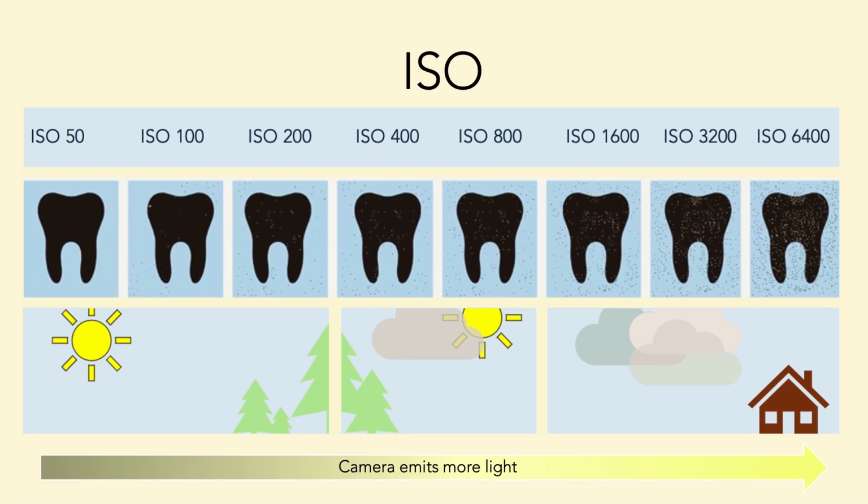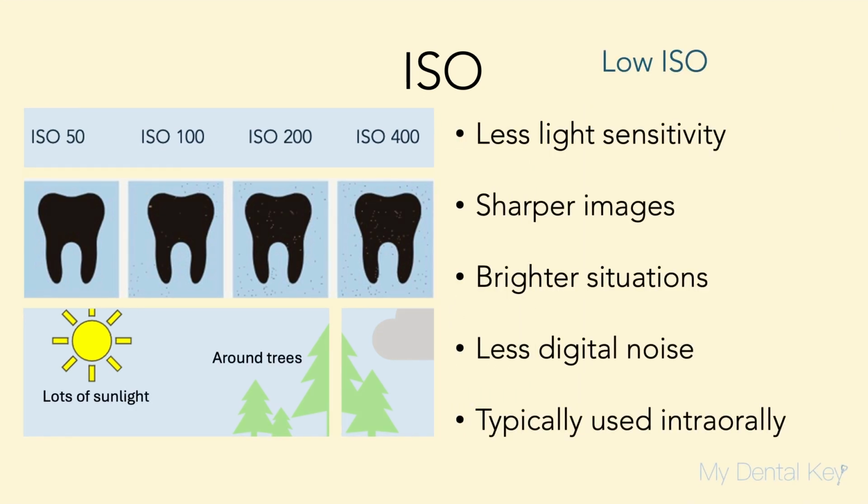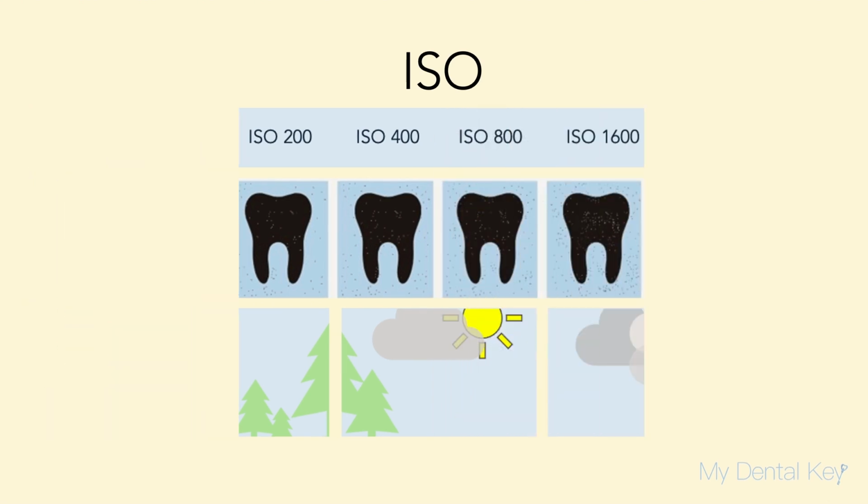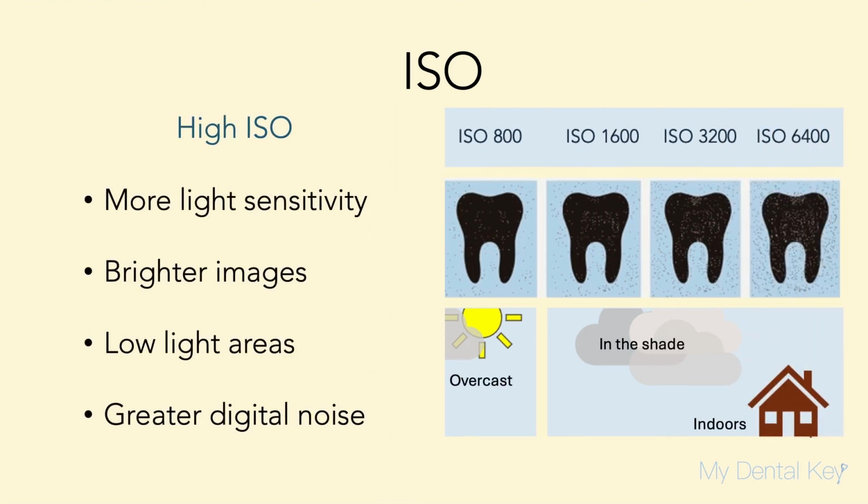The ISO controls the amount of light by the sensitivity of the sensor. A lower ISO means less sensitivity to light, whereas a higher ISO means more sensitivity to light. For example, a low ISO, such as 100, produces sharper images, but will require more light to capture an image. An ISO of around 100 to 200 is typically used intra-orally. A high ISO film, such as 800, results in brighter images in low-light environments. In dental contexts, we typically don't get anywhere near a range of 6400.